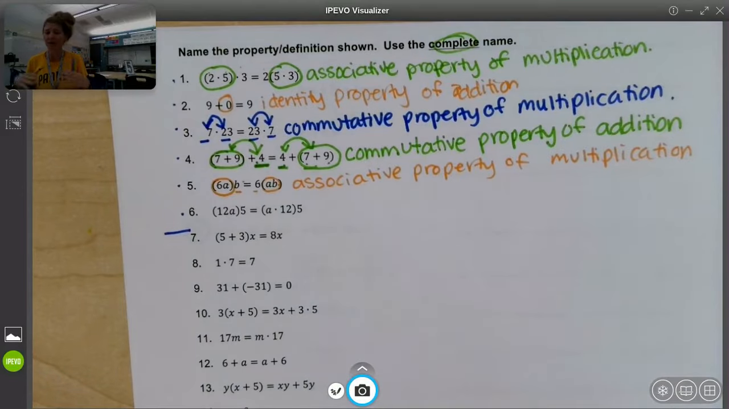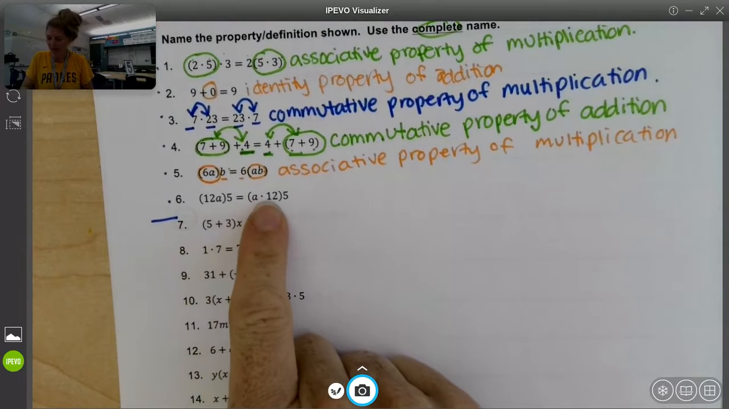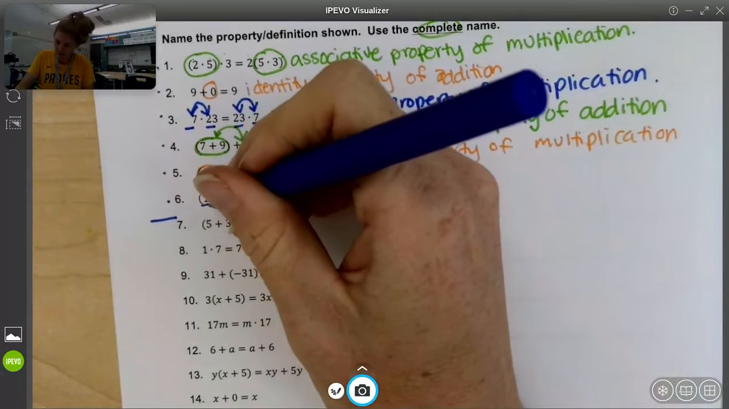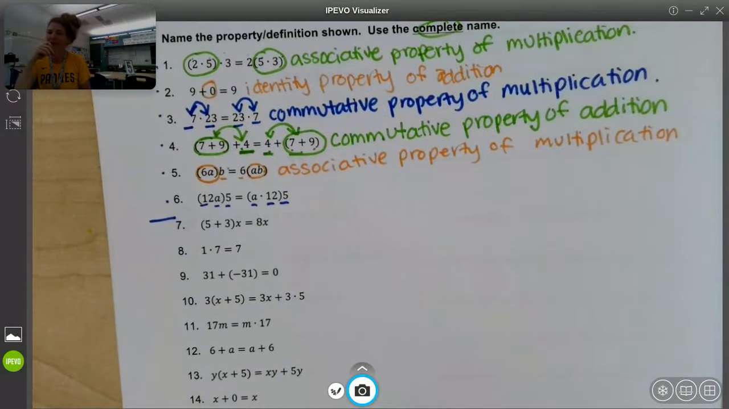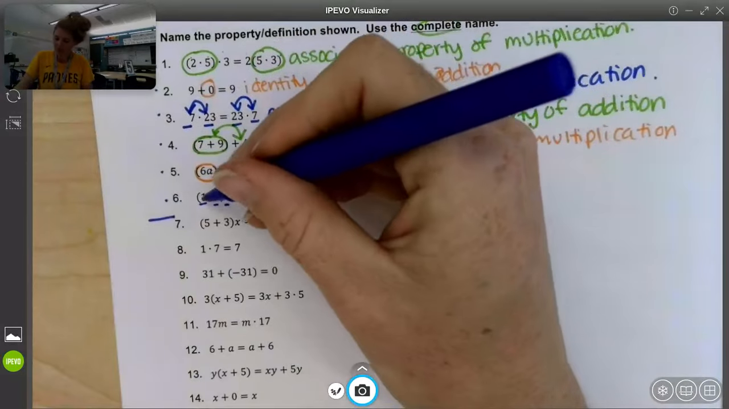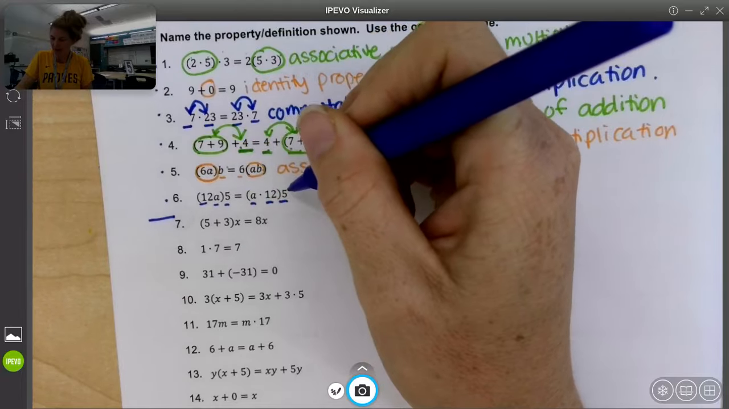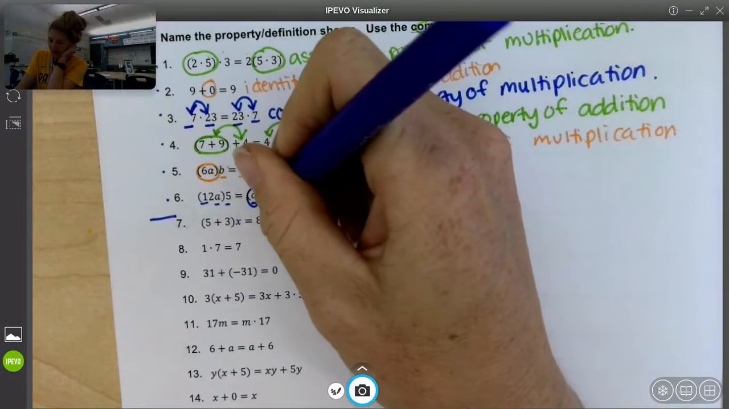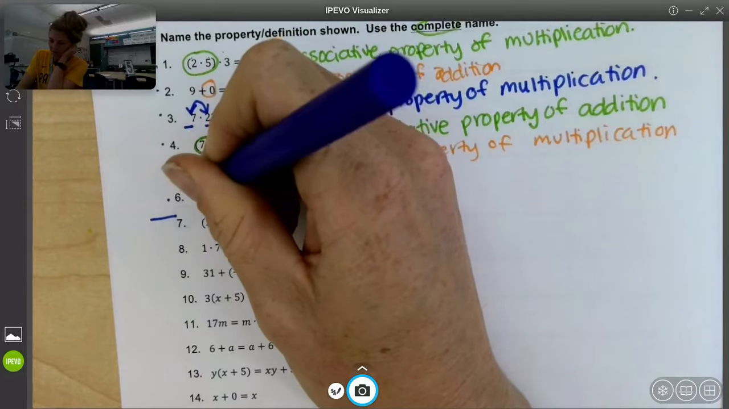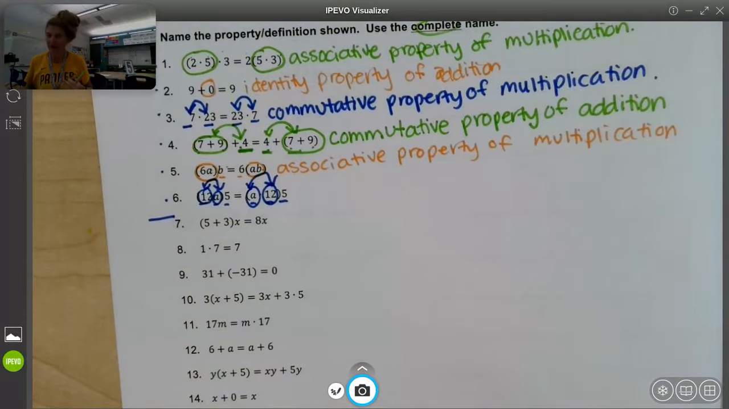Okay, last one I'm going to do with you, and then I'm going to let you go from 7 through 19. Number 6, 12A5, A12-5. Okay, so I'm noticing that the numbers moved around. So we have 12A and then 5, and then A12. And so what numbers moved? Oh, the A and the 12. The A and the 12 are the ones that moved, and they're being multiplied together.